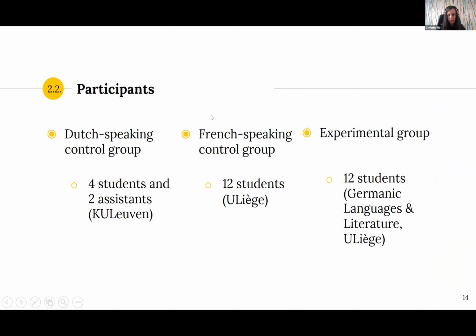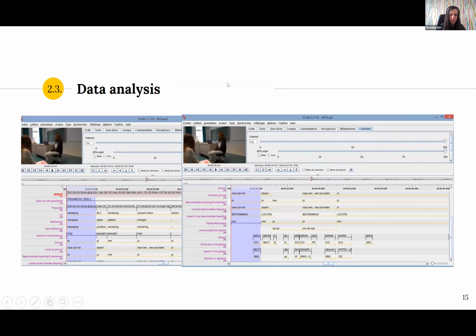So in total, 18 people took part in this study. There were 6 Dutch native speakers and 12 French native speakers, who did half of the experiment in Dutch and half in French. So that's why there are double participants. There are twice as many participants in French because they did half of the experiment in Dutch. And then I analyzed the data using ELAN, and I used the taxonomies that I mentioned before and other parameters that I won't have time to deal with today.